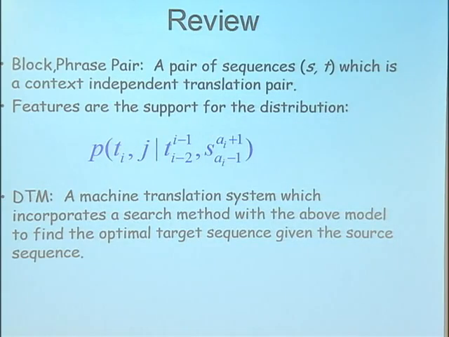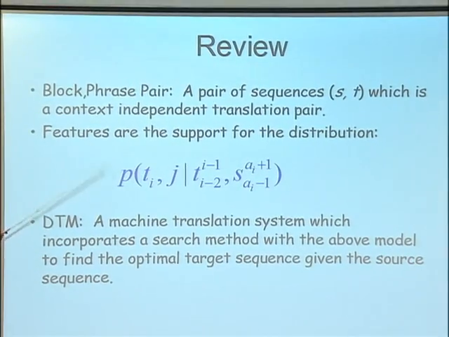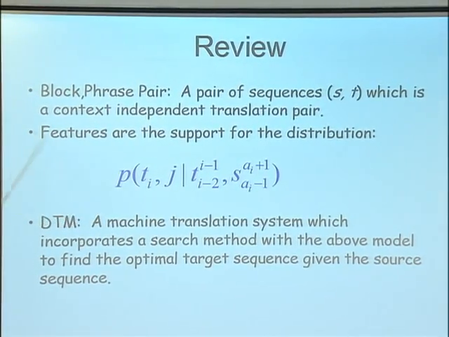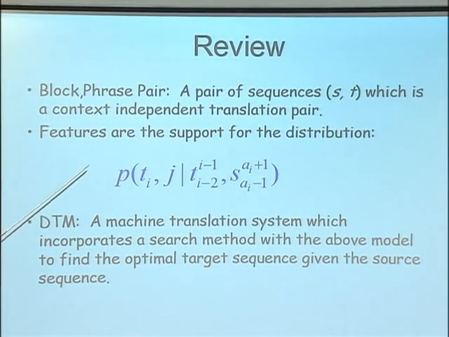Okay, so review. A block or a phrase pair is just a pair of sequences S and T, which is a context-independent translation pair. The features are support for this distribution. And the key difference between phrase decoders and the DTM decoder is, you have very simple blocks, but the features are complex. And I'm going to describe the features next.